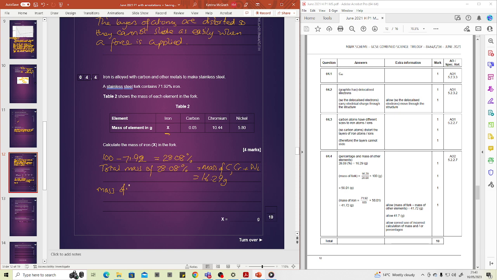So mass of the fork must be 16.29 divided by 0.2808, and mass of iron equals 0.7192 times that answer. Equals 41.72. Thank you.